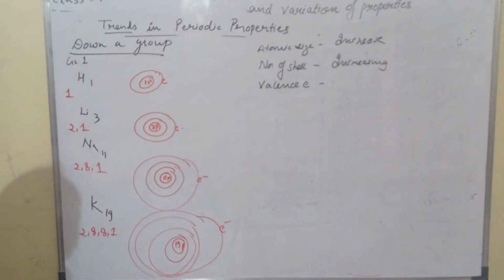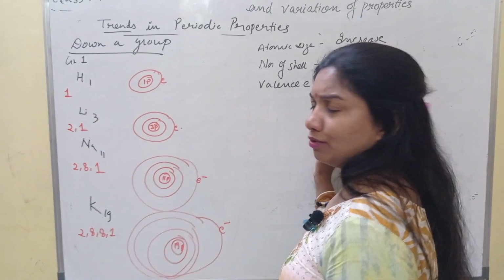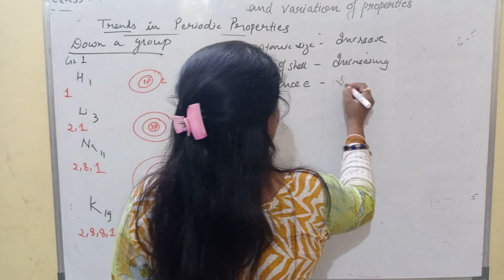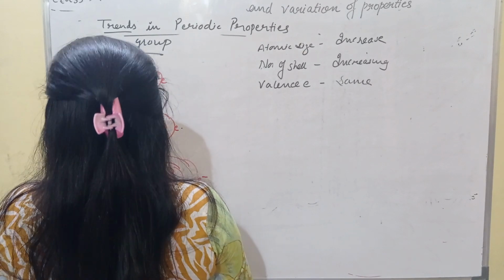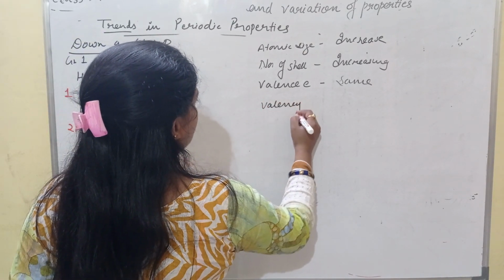Valence electron. So you can see the valence electron is the same. It is 1 for the first group, 2 for the second group, 3 for the third group, and so on. So it is the same. Valency is also the same.